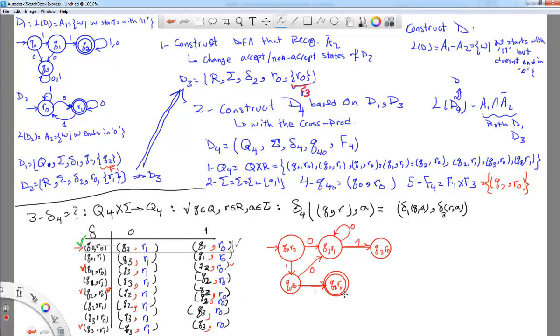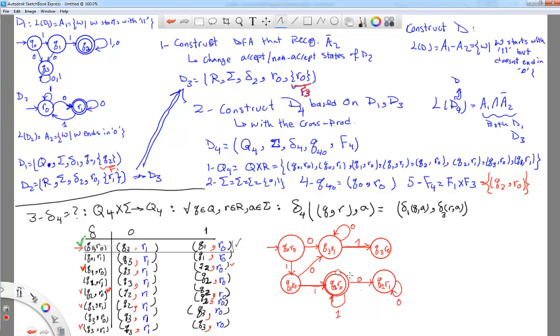So with a 1, we're going to stay here. And with a 0, we're going to transition to Q sub 2 R sub 1. Okay, then let's do the transition of Q sub 2 R sub 1 as well. Q sub 2 R sub 1 with 0 stays in itself. And with a 1, it's going to transition back to Q sub 2 R sub 0.